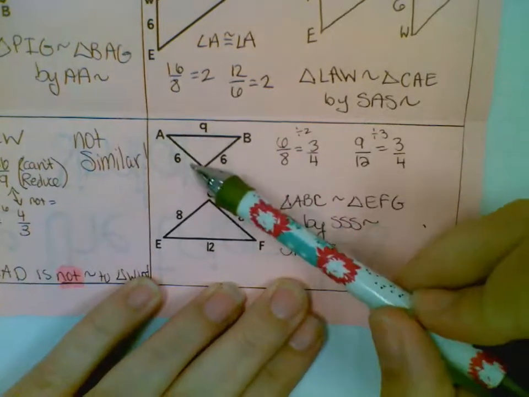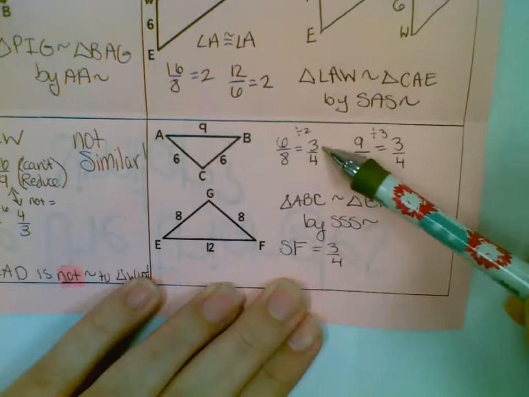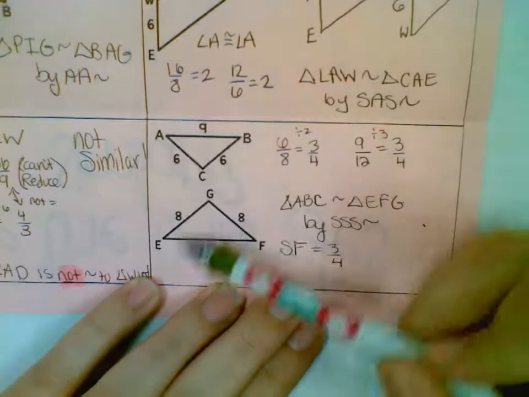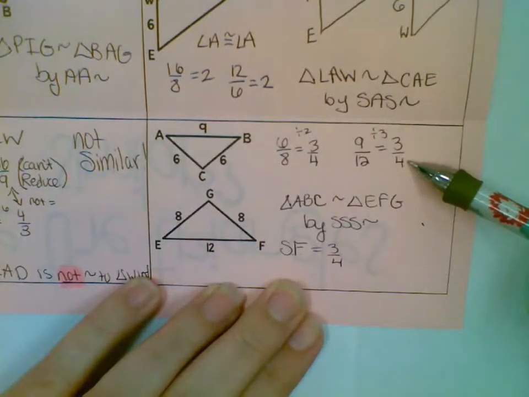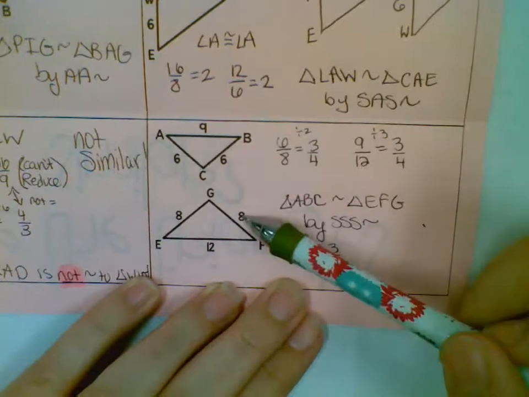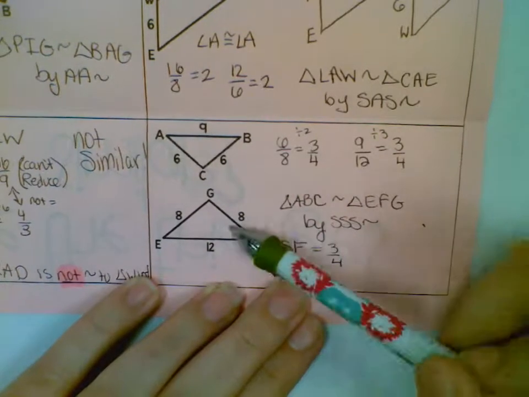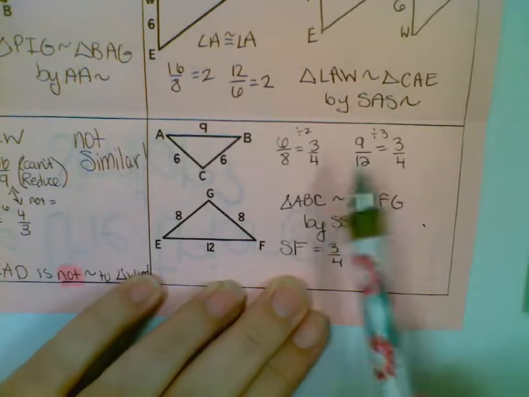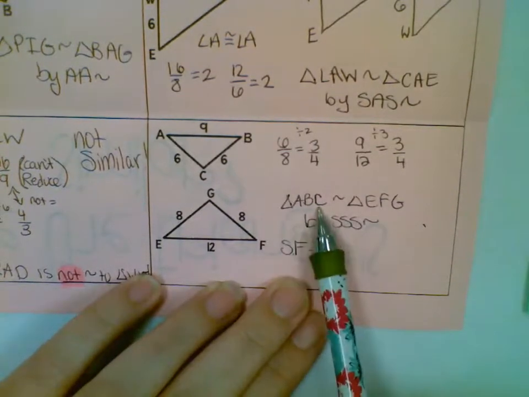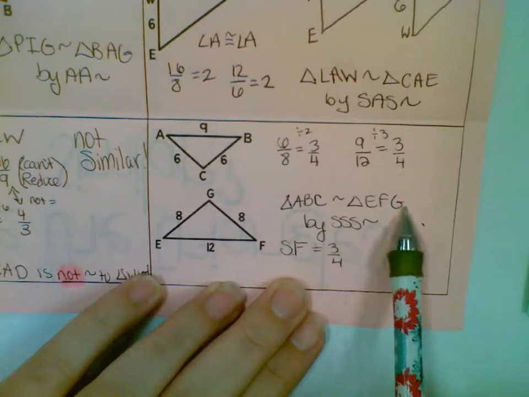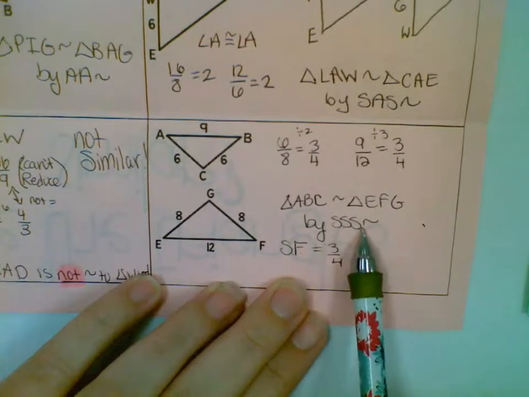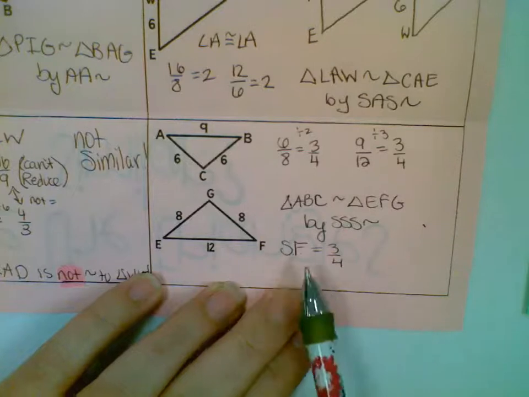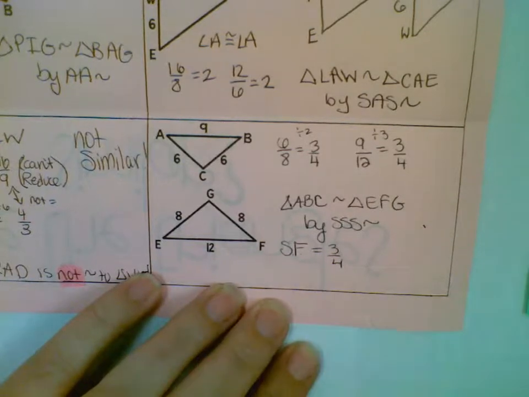So smaller side to smaller side, we get 3/4. Bigger side to bigger side, we get 3/4. We don't have to check the third side since they're isosceles. We know that they're going to be the same ratio. So we would have the triangle ABC is similar to triangle EFG by the side, side, side similarity theorem. And our scale factor is 3/4.